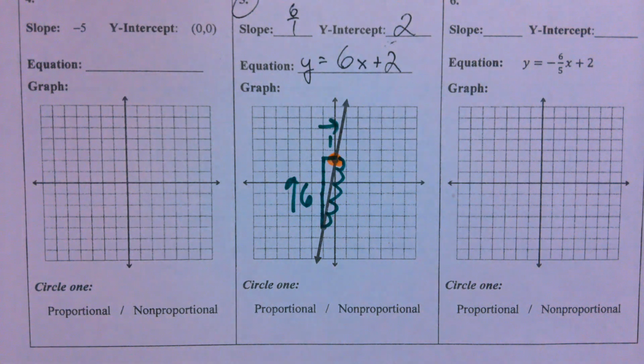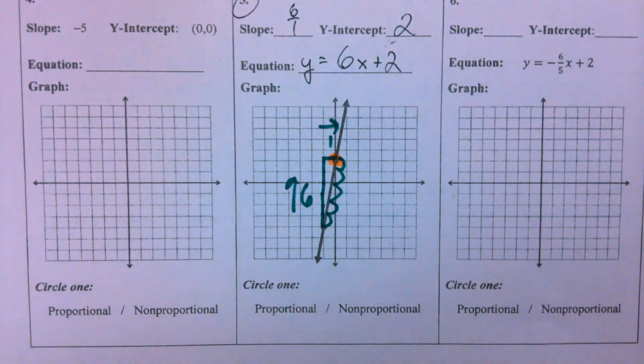Is this proportional, thumbs up, or non-proportional, thumbs down? Go ahead and show me what you think. Thumbs up for proportional, thumbs down for non-proportional. Okay, I see like 5 thumbs. So we need to do the whiteboard activity again. Okay, there's a little more.